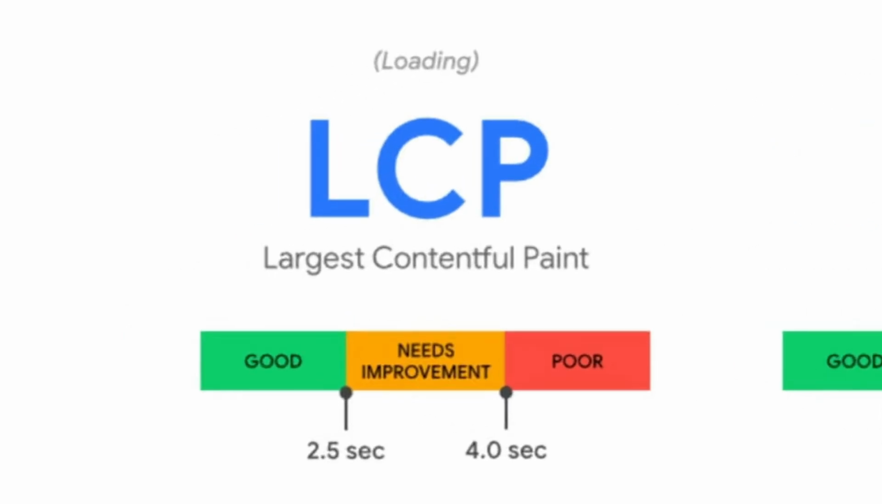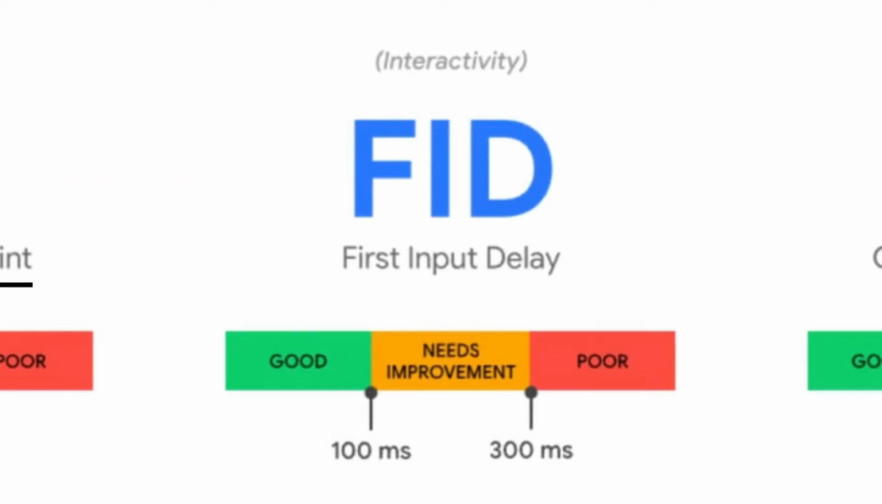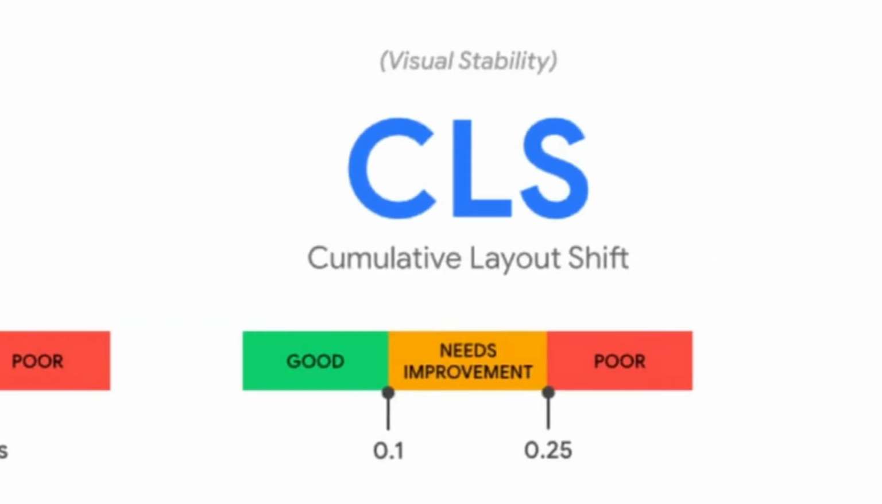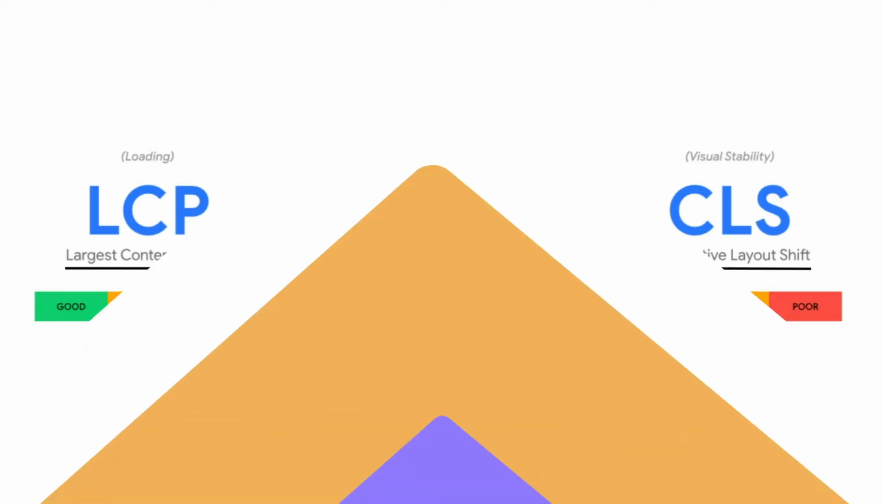Of course, there are. To check loading time, Google will see the largest contentful paint of your web page, also known as LCP. To check interactivity, Google will see the first input delay of your web page, also known as FID. To check stability, Google will see cumulative layout shift of your web page, also known as CLS. But what do they actually mean? Let's see one by one.